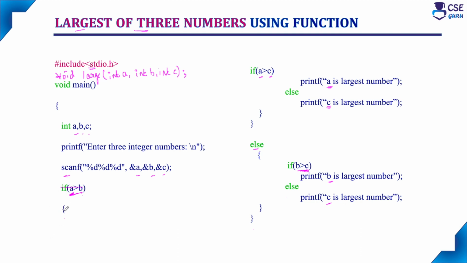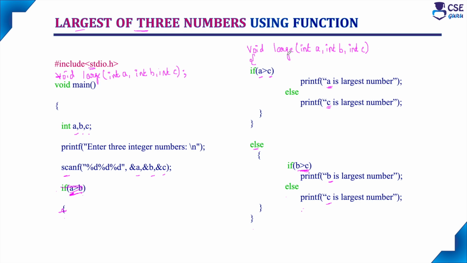Then the logic part starts from here and ends here. This logic part we will include in the function definition. The function definition is the same statement as the function prototype, without the semicolon. So the function definition is void large of int a, comma, int b, comma, int c. And here we should not place a semicolon.